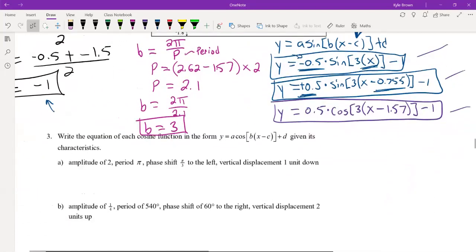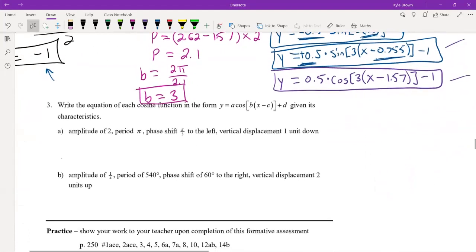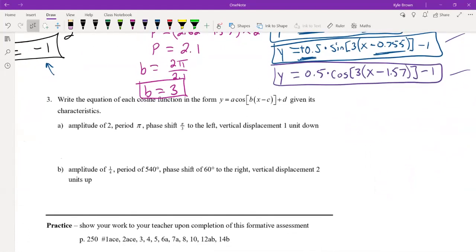All right, so we actually kind of started harder, and we're just getting easier as we go. So this last part won't take long at all. It says write the equation of each cosine function in this form, given its characteristics. So it says an amplitude of 2. Okay, so amplitude of 2, that's easy. I'm just going to put a 2 in there. So y is equal to 2 cos, and then it says it has a period of pi. That's where I'm going to get my b value from. Okay, so I got to find that one out though. So let's figure out what b would have to be there.